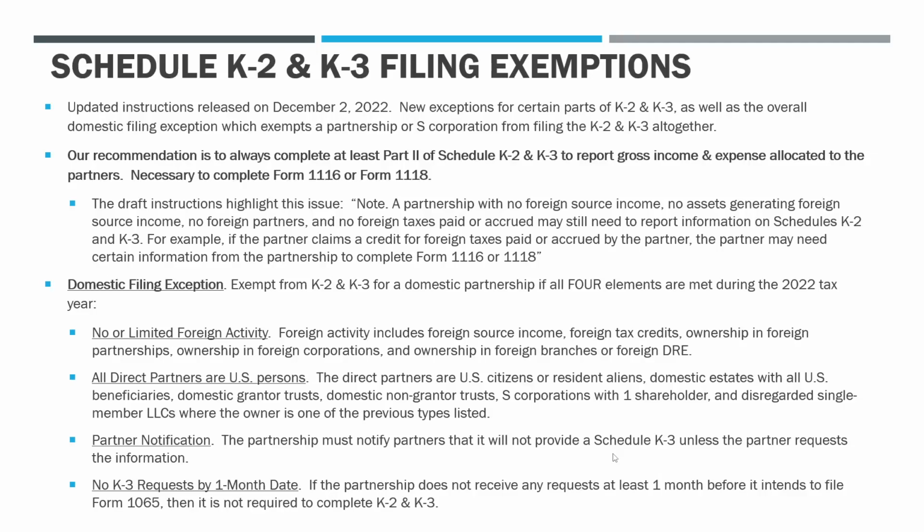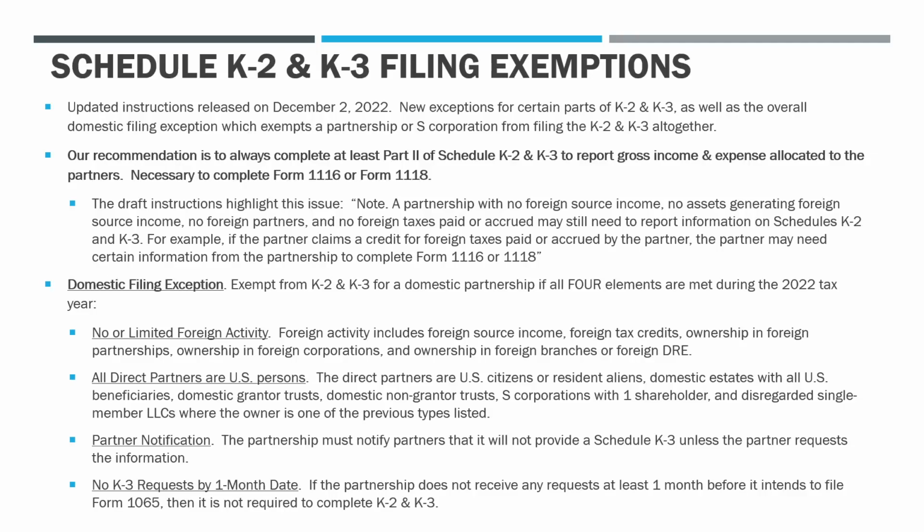Now the notification must offer or at least give the partner an opportunity to request it, right? So the partnership has to notify the partner and then give the partner an opportunity to request the information. Now, if the partner gets the K1 and they decide, well, we don't need any information on the K3, then that's fine. Then you don't have to do the K3 information and provide that to the IRS or the partners. But this is the fourth element here, right? You've got to give them sufficient time to be able to respond. And if the partnership doesn't receive any of those requests at least 1 month before it intends to file the return, then it's not going to be required to do those additional schedules.